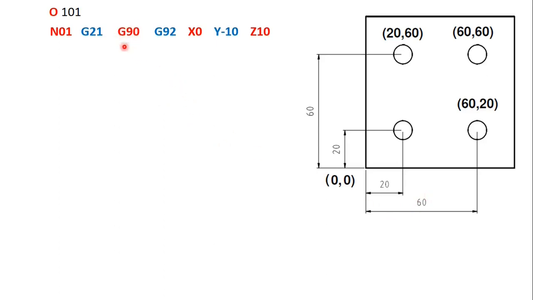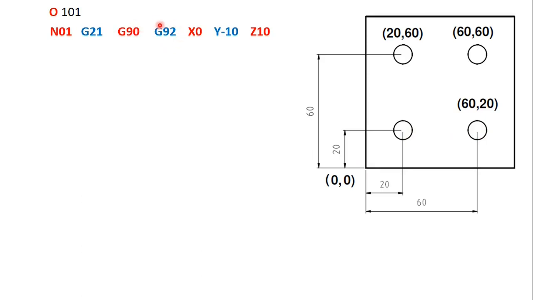Then G90. G90 is the absolute coordinate system. So suppose I define this x, and if I'm defining x as 60, that means from the origin it is 60, not from this point. If I'm giving it from this point, that is incremental. So in this case I am using the absolute coordinate system.